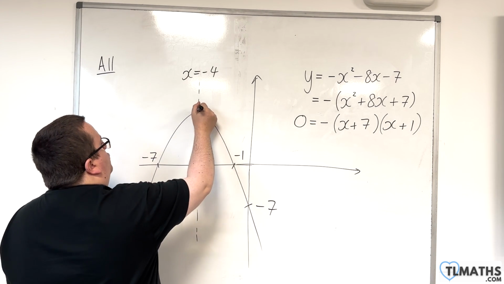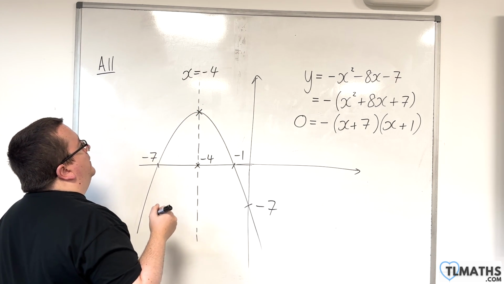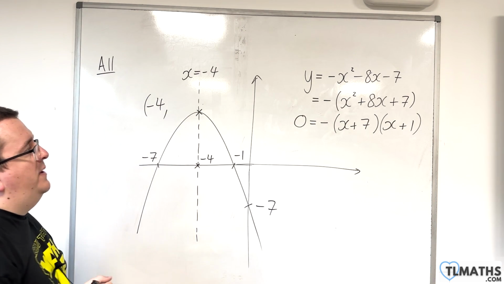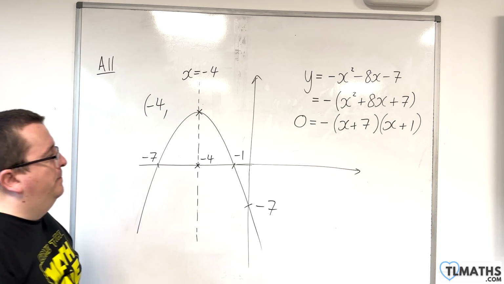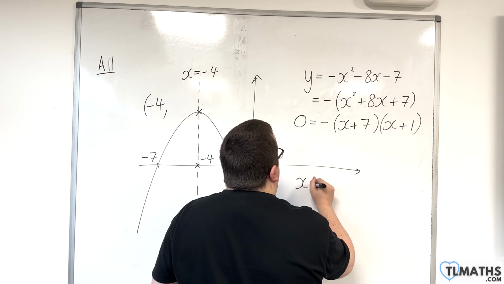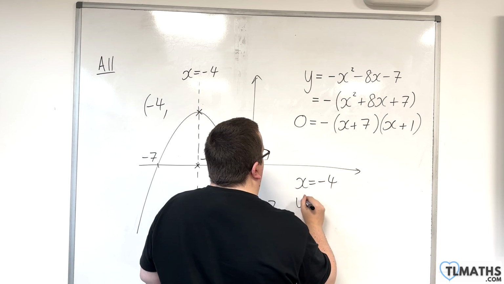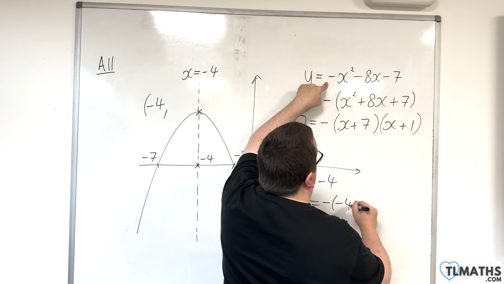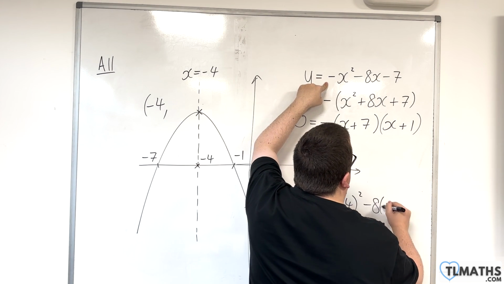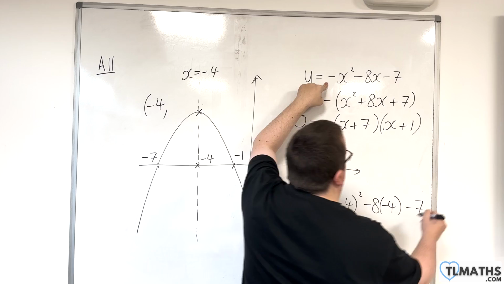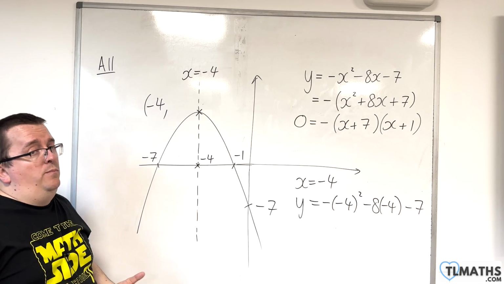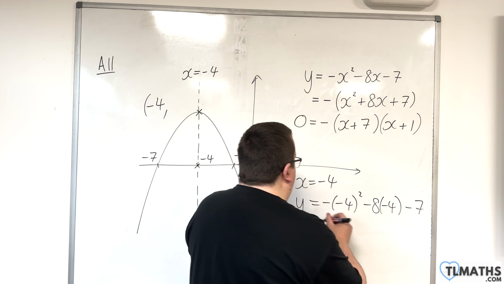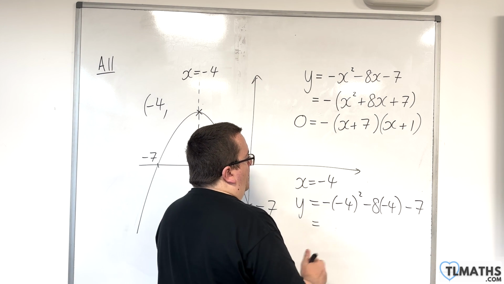So the point we're interested in is the turning point. We know the x coordinate already is minus 4, so can we work out the y coordinate? So when x is equal to minus 4, y will be equal to minus 4 squared, take away 8 lots of minus 4, take away 7. Be very careful with brackets here. Okay, lots of minus signs going on. So let's simplify this very carefully.